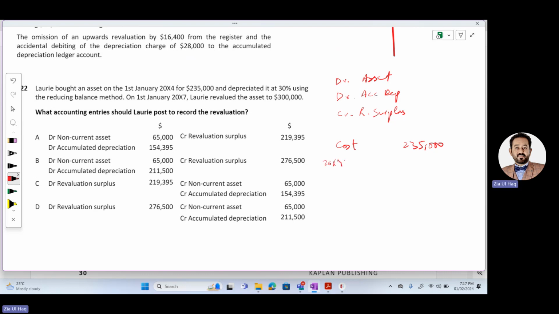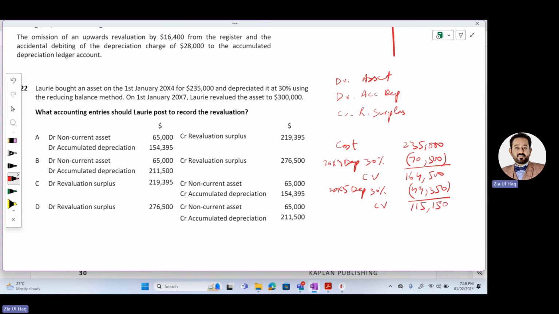20x4 depreciation will be what? 30% of 235,000. What is that? 70,500. If we deduct, we will arrive at carrying value of 164,500. For 20x5, depreciation will be 30% of 164,500, which is 49,350. If we deduct, we will arrive at carrying value of 115,150.